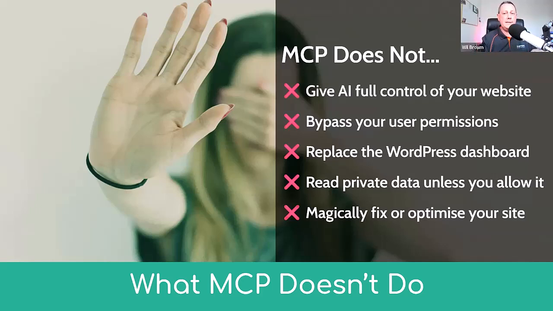MCP does not read private data unless you allow it. This has been a big thing on some of the forums. People are a bit scared as to how much data this MCP AI connector is going to allow. So it doesn't. AI is not going to get access to your orders, your invoices, your customer data, or private content unless you create an ability to expose that data and you approve it. The default way is always no.